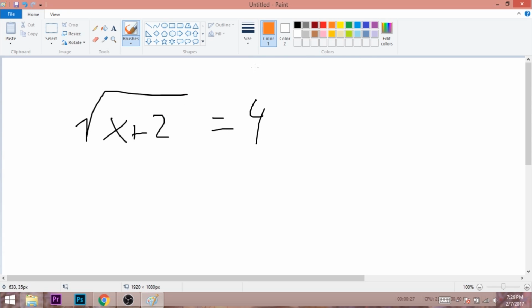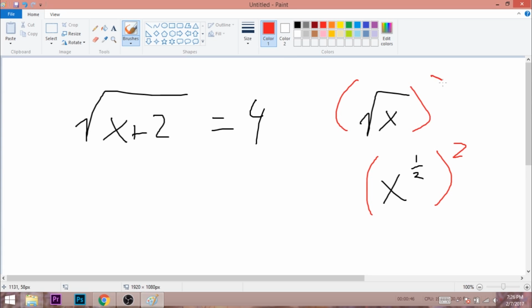Now, in order to cancel out the square root, first, on the side, I'm going to show you two ways to cancel it. Let's say we have the square root of x, or x to the 1/2 power. In order to cancel these out, what you're going to do is square it, right? That's the exact opposite, and this just takes it out, right?